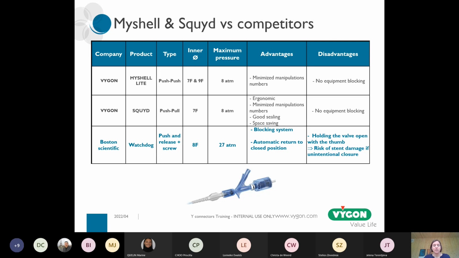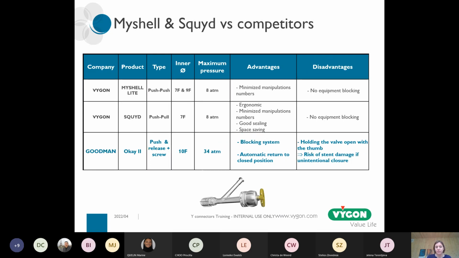The Boston Scientific Y connector is the Watchdog. This is a push and release screw system, and it has an 8 inner diameter, same as the other competitor push and release screw. There is a blocking system and an automatic return to the closed position, but you have a risk of strain damage.